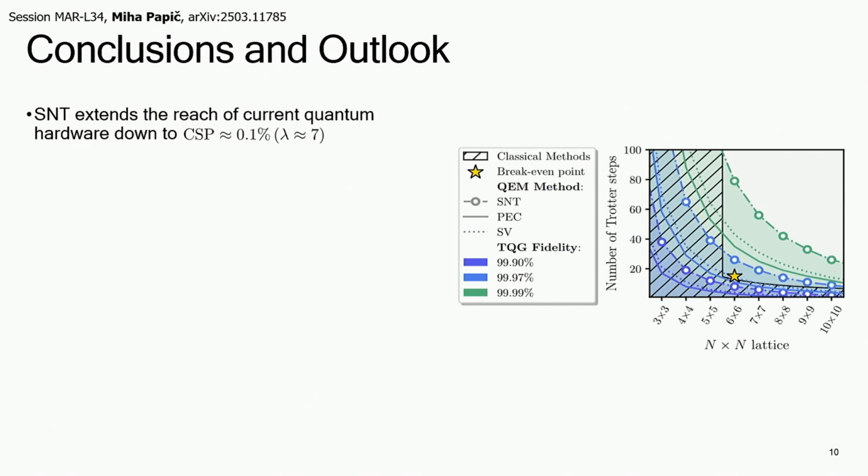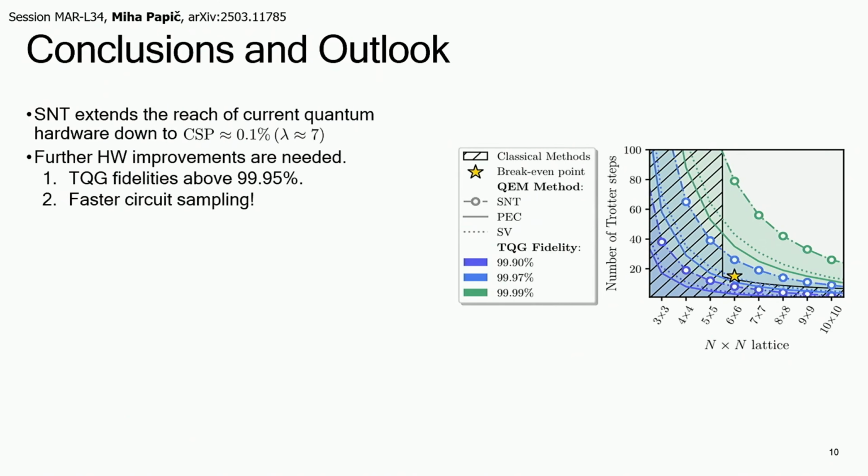So maybe to conclude very quickly, we do believe that this subspace noise tailoring algorithm does extend the reach of noisy hardware. Like I said, being able to go down to circuit success probabilities of 0.1% we consider to be very low. In order to really compete against classical, yes, we do need better fidelities. These are fidelities which are still maybe an order of magnitude larger than what we can reach today.